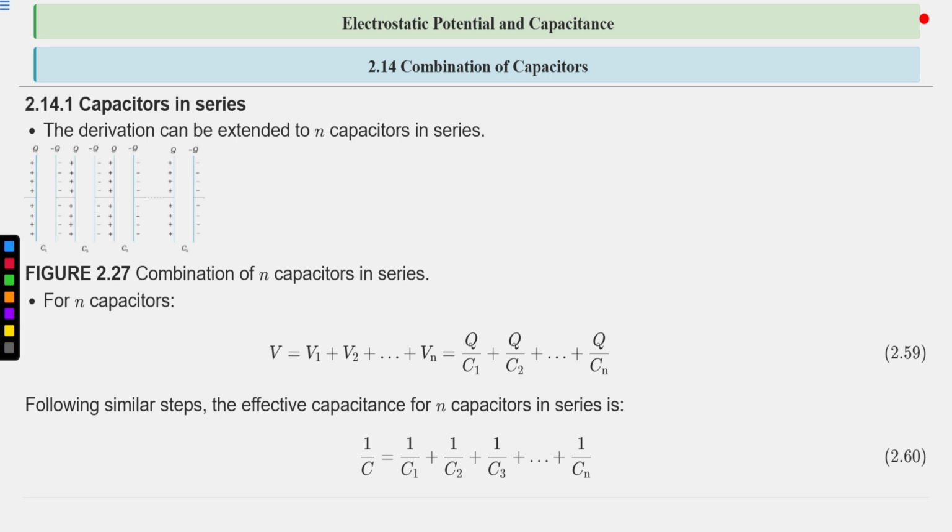So the effective capacitance is 1 by C equal to 1 by C1, 1 by C2, up to n number of capacitors that are in series. Okay, so this is the generalized result for n capacitors in series.